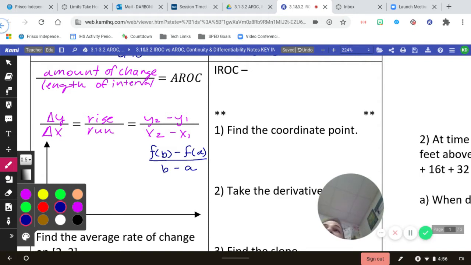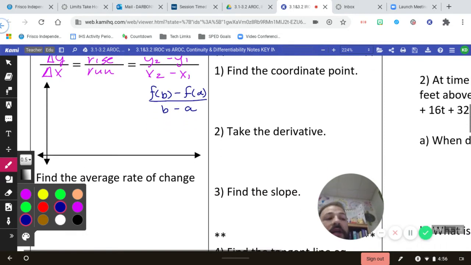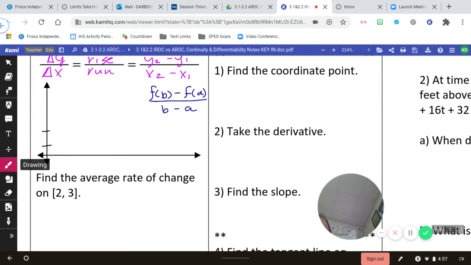And in calculus, we're going to refer to it as the function value at b, so that y value at b, minus the y value at a over the change between b and a. So it's that same thing. It's that change in y over change in x. This is just how you're going to see the equation referred to in calculus. All right, now let's look at a quick example.